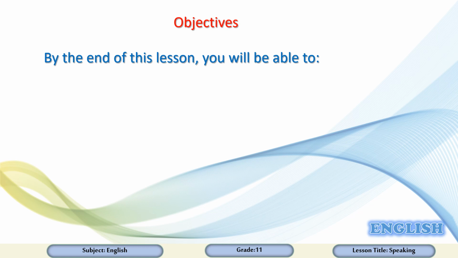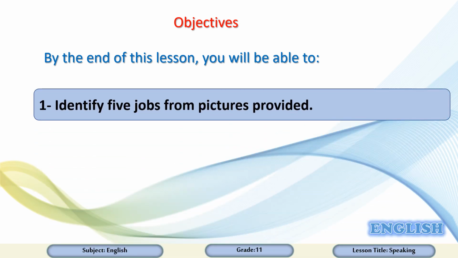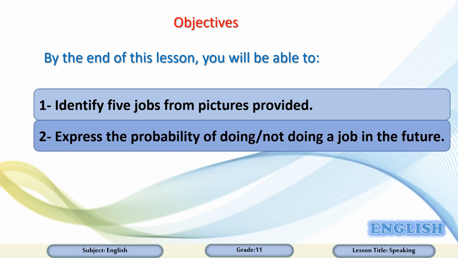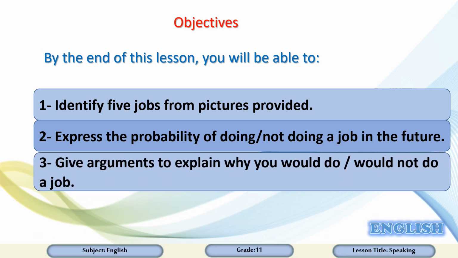Let's start with the objectives of the lesson. First, identify 5 jobs from pictures provided. Number 2, express the probability of doing or not doing a job in the future. And number 3, give arguments to explain why you would do or would not do a job.